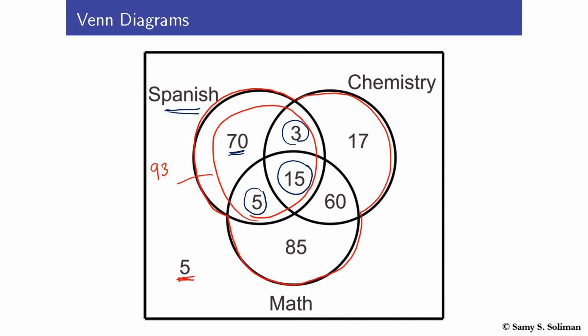If we want to calculate the probability of finding a student who doesn't study any of the three subjects, that will be 5 out of 260 students, because this is the chance of finding such a student. It's 5 chances out of 260. If we want to find the probability of finding a student who studies chemistry only, that will be 17 out of 260. And more about probability and the axioms of probability will come later in this lecture.